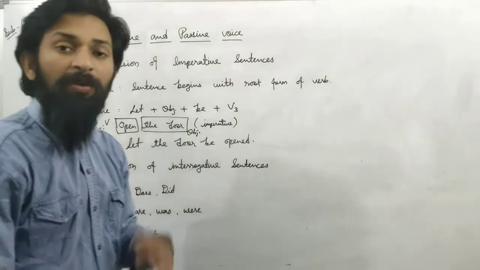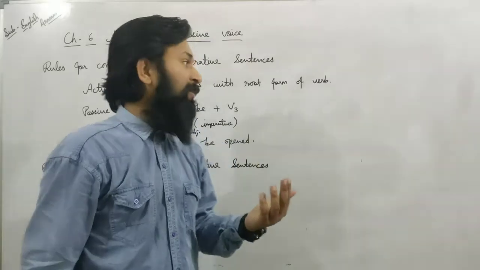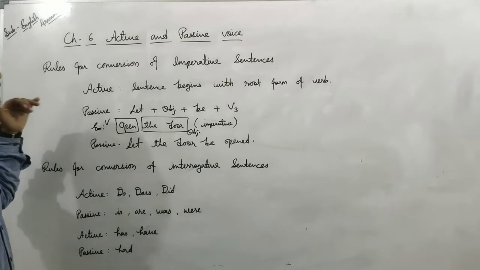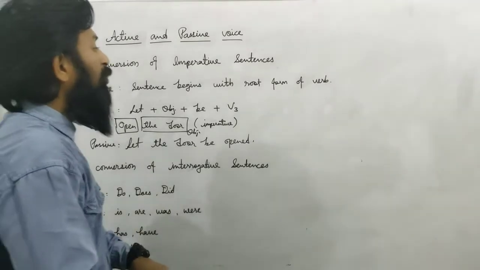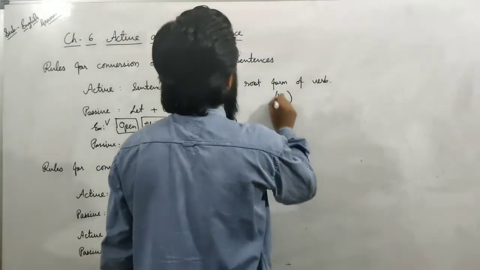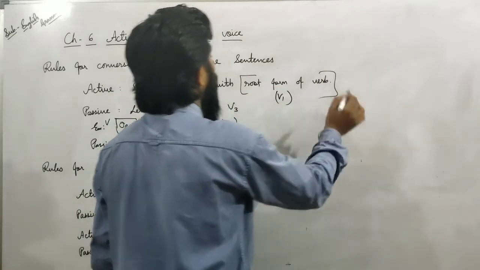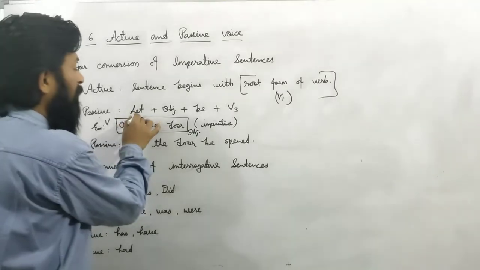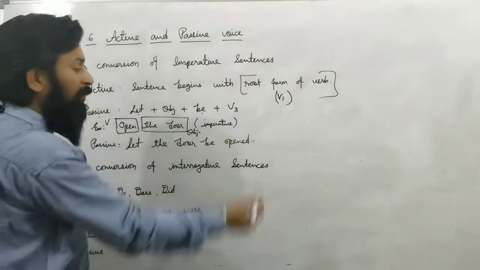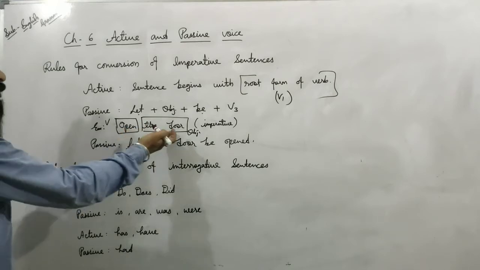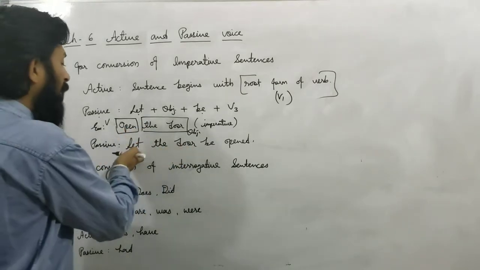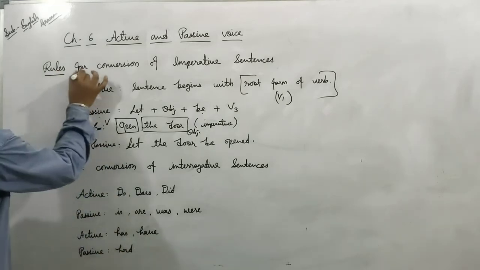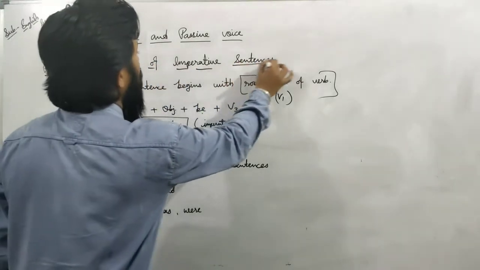Dear students, if you are going to construct imperative sentences from active to passive, you have to follow this rule only, because an active voice imperative sentence already mostly begins with the root form of the verb. Root form of the verb means the verb's first form. In passive voice, the formula is let plus object plus be plus verb third form. Like this, open the door becomes let the door be opened. That type of formula you have to follow for imperative sentences when constructing them into passive voice.